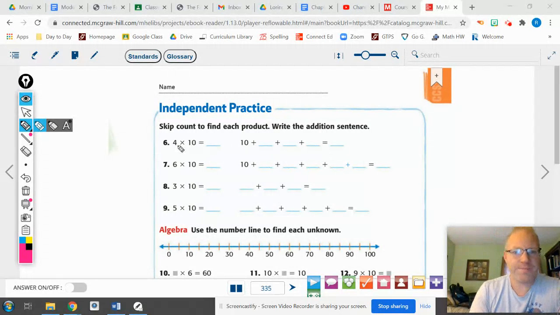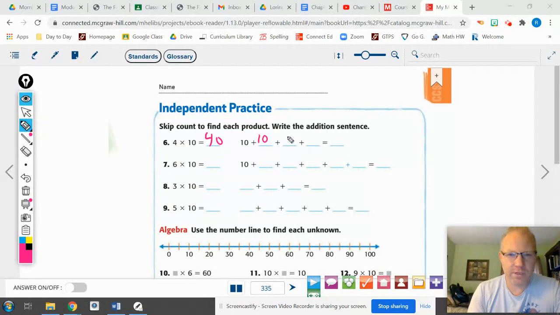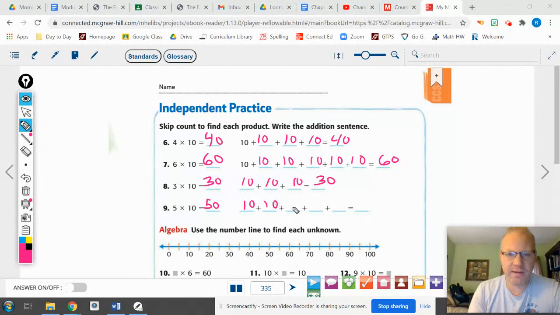And welcome back. 4 times 10, 40, which is 10 4 times, which is, again, 40. 6 times 10, 60, which is 10 6 times, which is 60. 3 times 10 is 30, which is 10 3 times, which is 30. 5 times 10 is 50, which is 10 5 times.